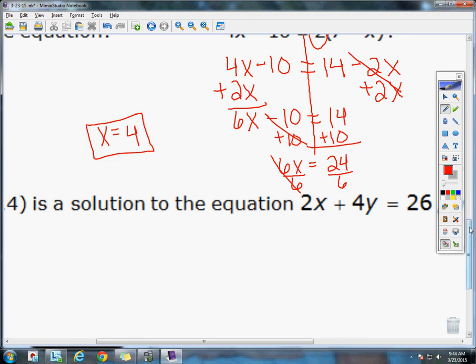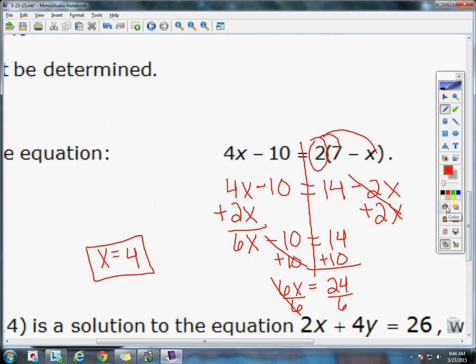Now, once you get your answer, you should always check it. So I have 4 times 4 minus 10 should equal whatever I get when I do 2 times 7 minus x. And x is 4, so 7 minus 4. Okay, 4 times 4 is 16. 16 minus 10 will give me 6. Again, you can always type that in the calculator. 7 minus 4 is 3. 2 times 3 is 6. 6 equals 6 is true, so I know my answer here is correct.